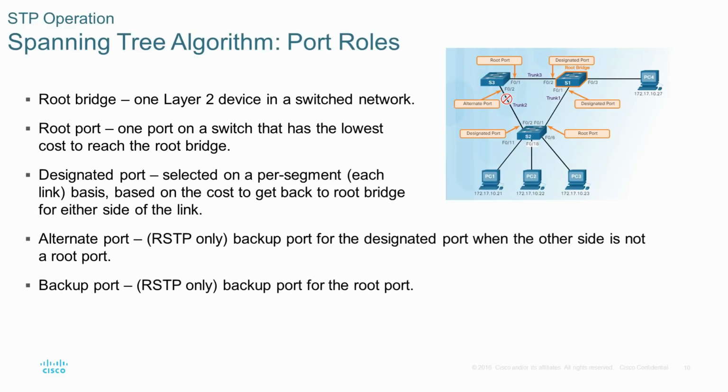So in the spanning tree algorithm, we have the port roles. As I told you, this link is blocked. On what basis is it going to be blocked? Why is only this link blocked, and why can't this link be blocked? First of all, we need to select the root bridge. So how can we select the root bridge?